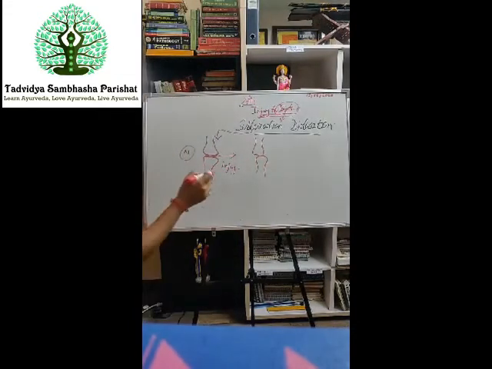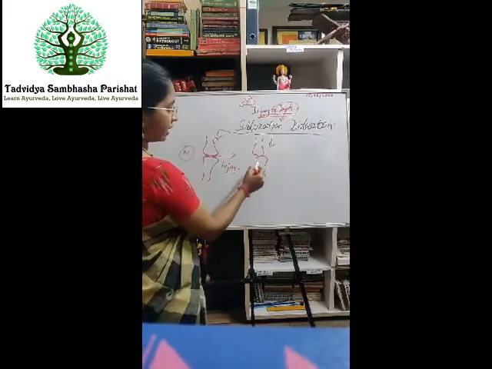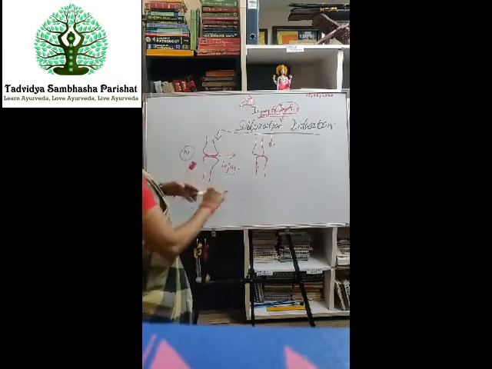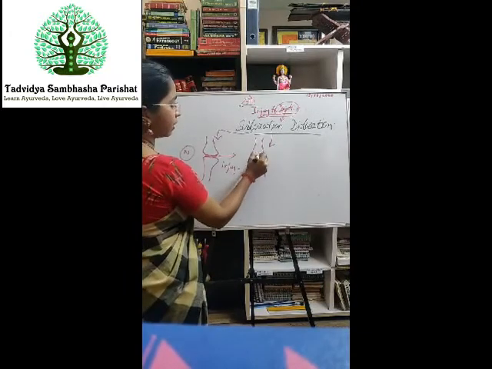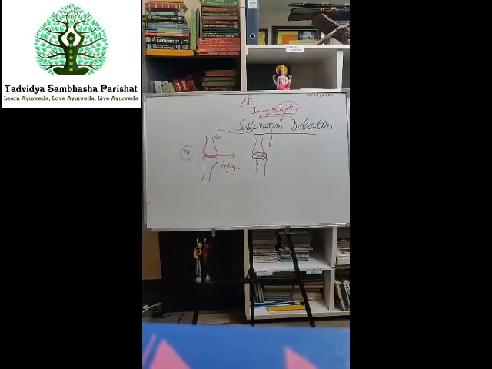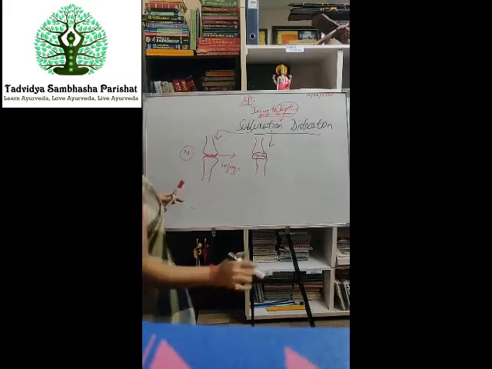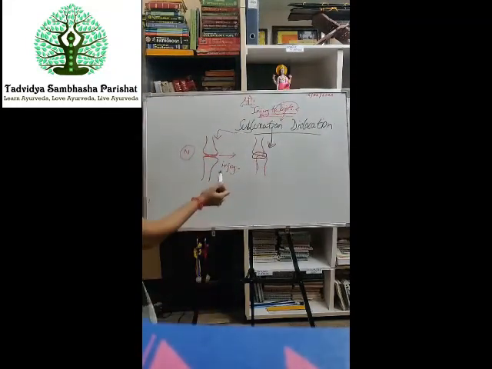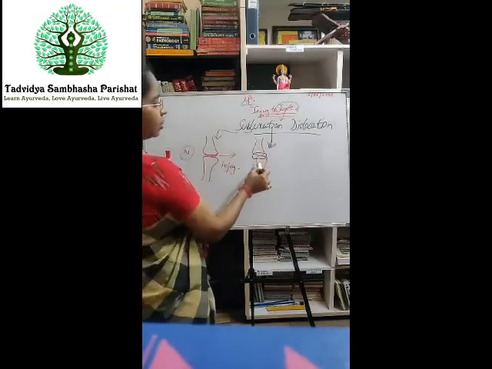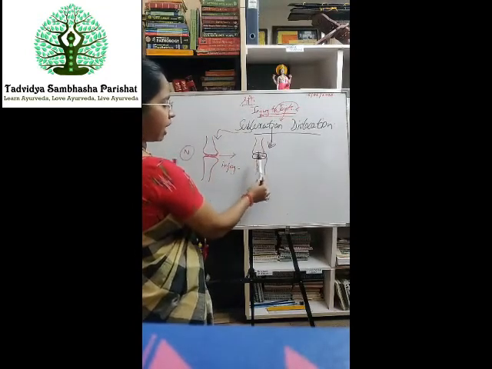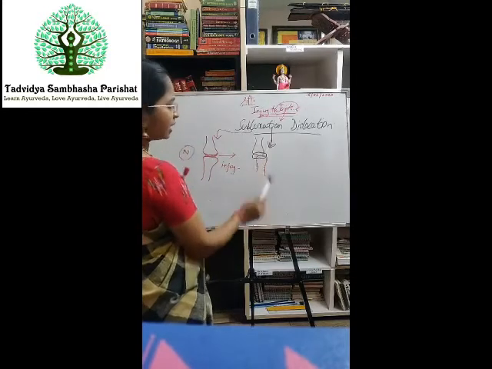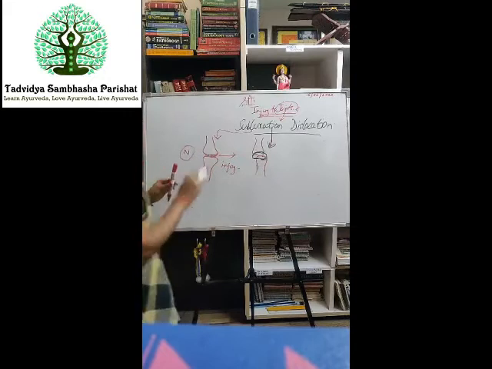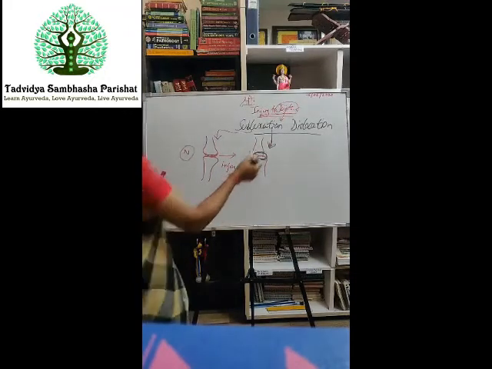Here, it is called a subluxation, wherein there is joint displacement but there is partial contact; a little contact between the articular surfaces is still maintained. I repeat, during an injury, when the joint is displaced but maintains a certain amount of contact between the articular surfaces, it is called subluxation.